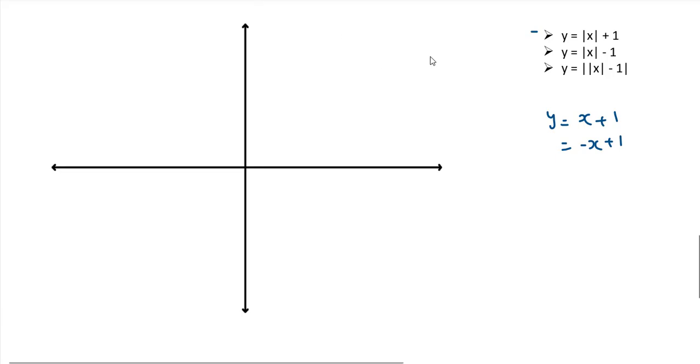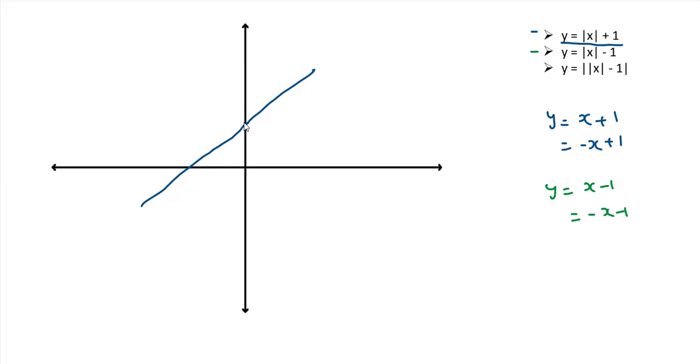If we take the second equation, which is this one, we'll get y equals x minus 1, and we'll get y equals minus x minus 1. So let us first plot the first two equations. For the first equation, y equals mod of x plus 1, we'll plot these two lines. So the first equation, which is y equals x plus 1, it will look like this. So this is your line, y equals x plus 1.